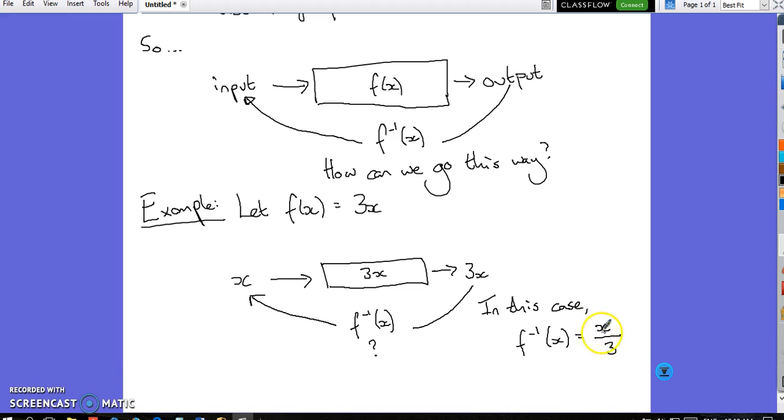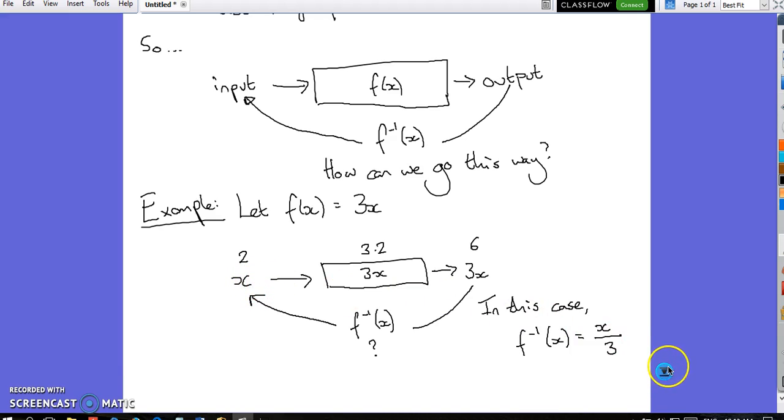And in this case, x here is the output of the original function, and this is the input of the original function. So if I had here, let's say 2, then I apply 3 times 2 to it, and I get 6 out. The inverse function should take me back from 6 to 2, which I would get by putting 6 in to this function. So 6 becomes my input here. 6 divided by 3 gives me 2 as the output of this function, which of course is the input of the original function.